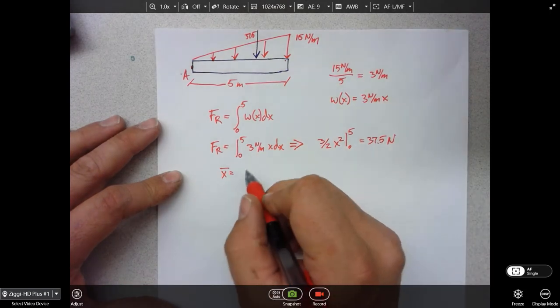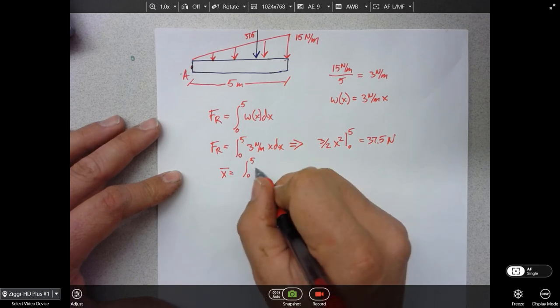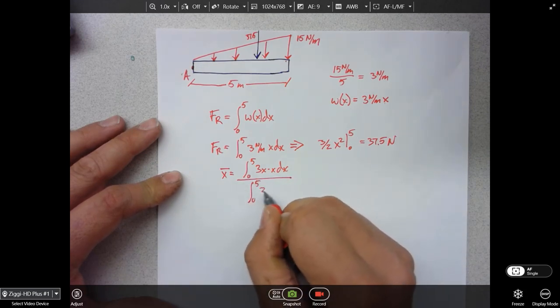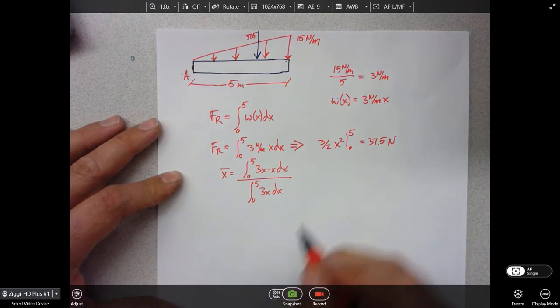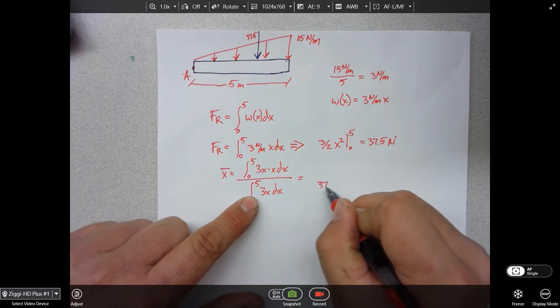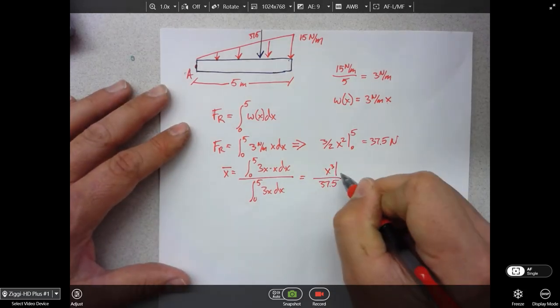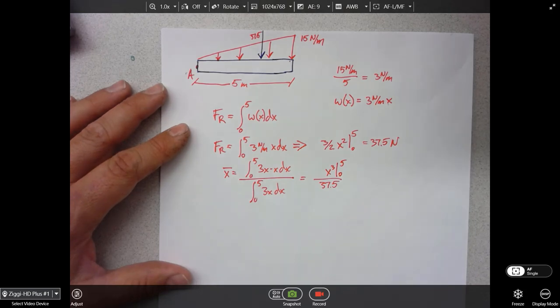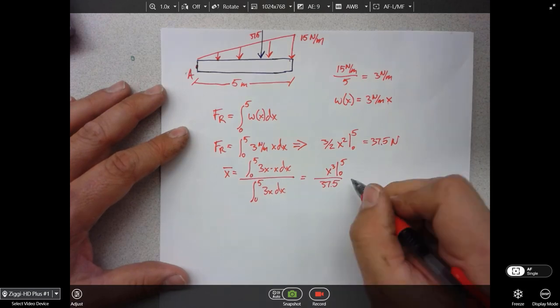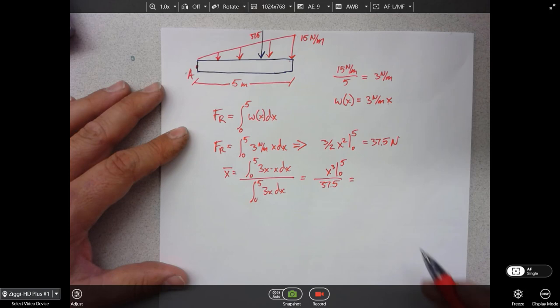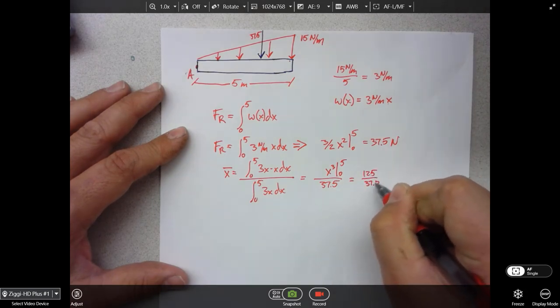Which was the integral from 0 to 5 of 3x times x dx, divided by the integral from 0 to 5 of 3x dx, which we just did, it's 37.5. This integral, 3x squared, I believe becomes just x cubed, from 0 to 5. Doesn't it? 3x squared, raise the exponent to get 3x cubed, take the exponent and put it down in front, that's 3 over 3, which is 1. So x cubed, 5 cubed is 125, divided by 37.5.